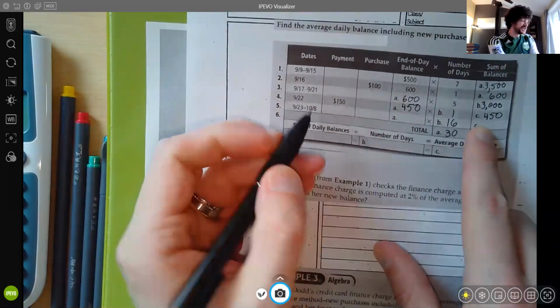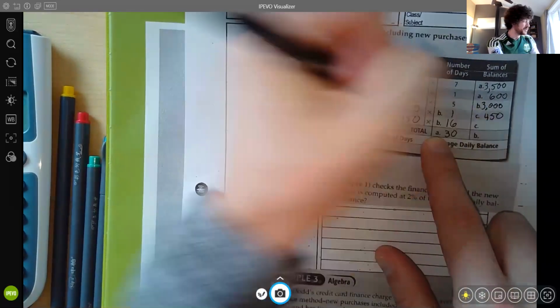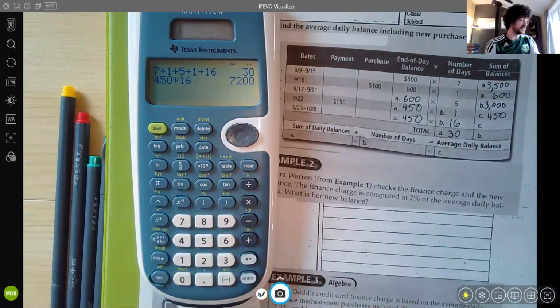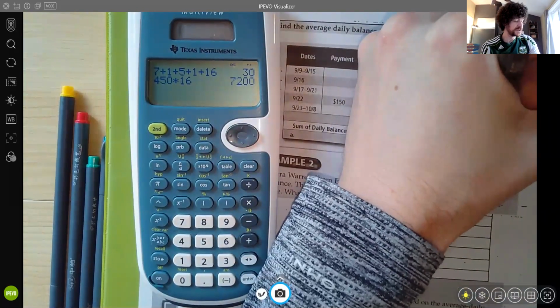The end of day balance, though, didn't change here. So that's still 450 multiplied by 16 days. So 450 times 16, 7,200.